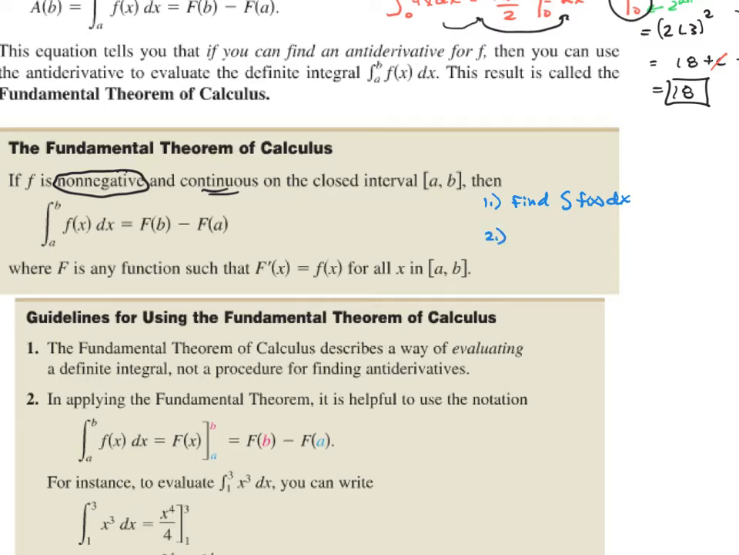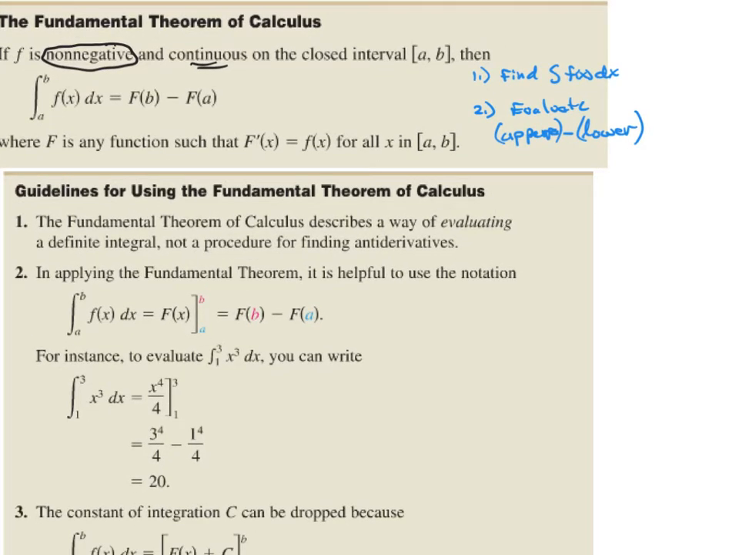But now you're going to evaluate at the upper limit minus the lower limit. So you're going to evaluate it at the upper limit, and then you're going to subtract off evaluating the lower limit. And I want you to put these in parentheses, because one of the biggest errors here is forgetting to distribute the negative. So always put the upper limit and the lower limit evaluations in parentheses, and you'll never make that error.